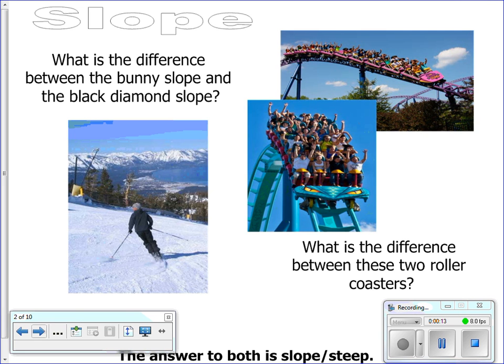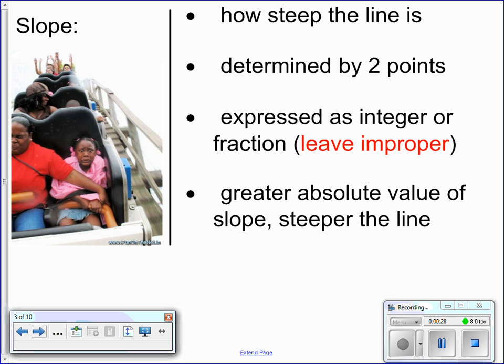So slope is just the difference in how steep it is. The difference between a bunny hill and a black diamond hill is how steep the hill is. The difference between two roller coasters, and one you might find more exciting than another, is because of how steep it is. So slope is just how steep the line is. It's determined by 2 points. You have to have 2 points.